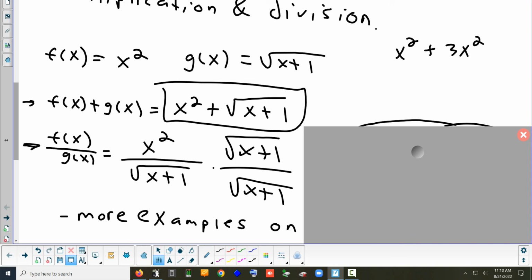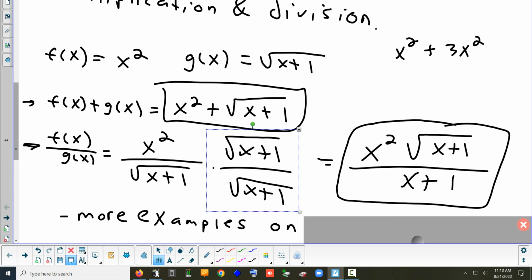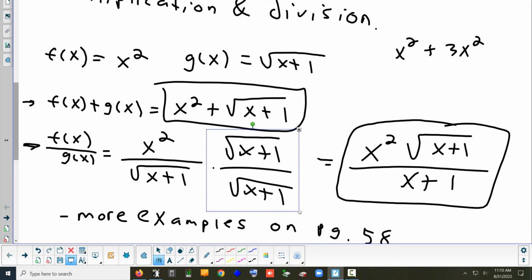This has nothing to do with what we're really learning today. Rationalizing is just something you have to do if you ever end up with a square root in the bottom. So that's good you remembered what that's called. When you multiply the top, you get x squared times the square root of x plus 1. In the bottom, the square root of x plus 1 times the square root of x plus 1 cancels the square root out, and you're left with x plus 1.